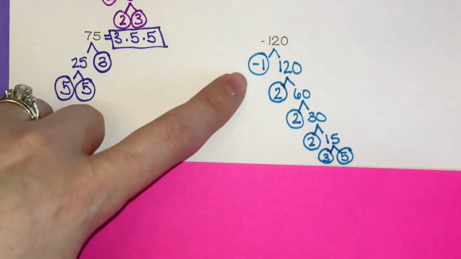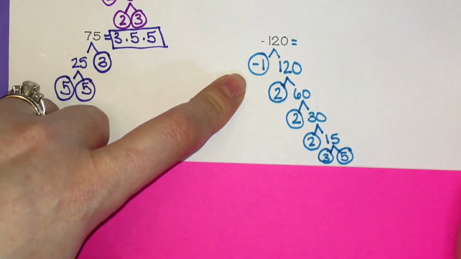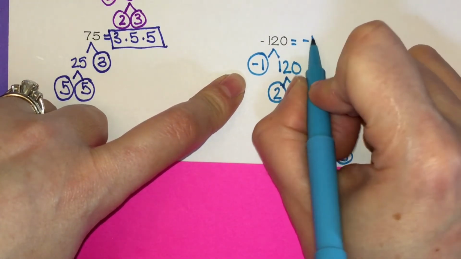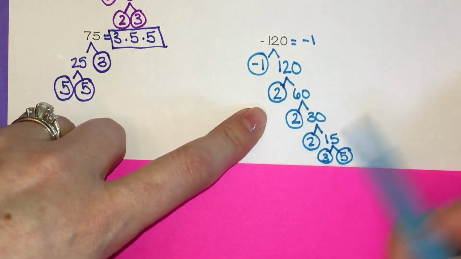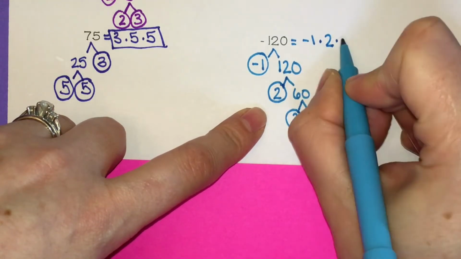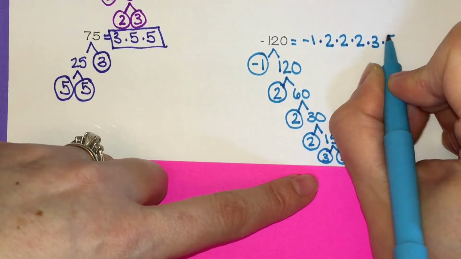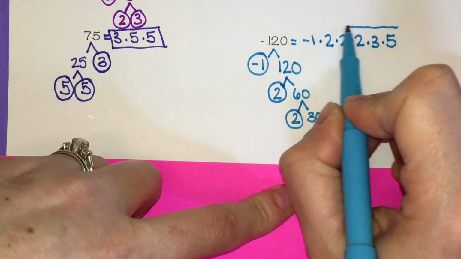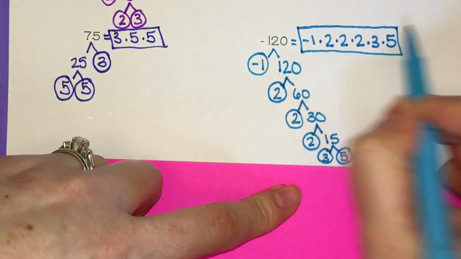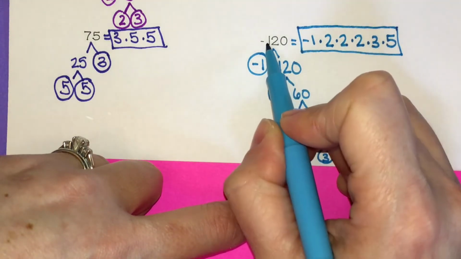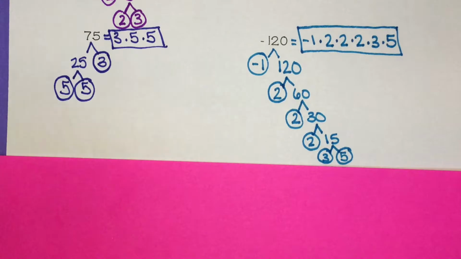Okay, so I'm going to rewrite this. I'm going to put that negative 1 in front. So I have negative 1 times 1, 2, 3 2's multiplied together times 3 times 5. And again, if you want to double check your work, you can always re-multiply them together and make sure it equals negative 120.